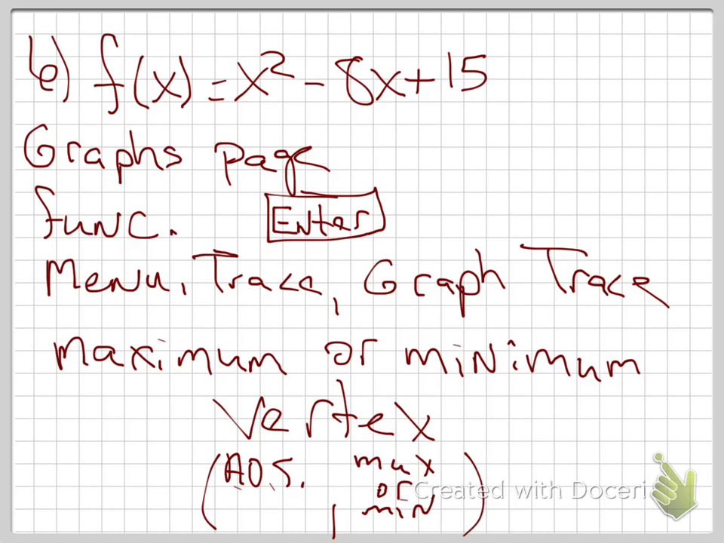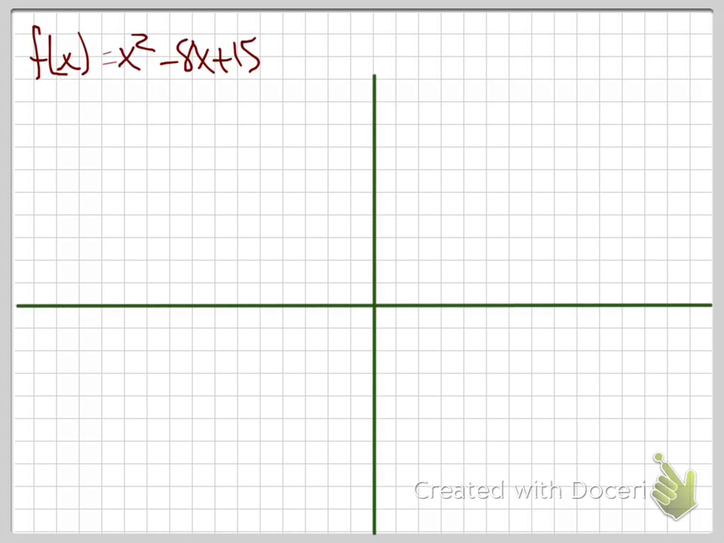So I look at this, and let me redraw the graph. I graphed this on the calculator, but I see something that looks kind of like this, but I'm not exactly sure where everything's at. So to make sure I know where everything's at, I do menu, graph trace. First off, let's identify the A, B, C. A is 1, B is negative 8, C is 15.